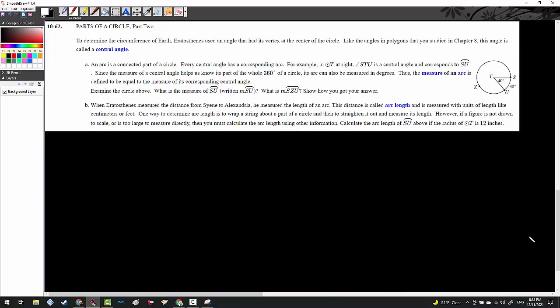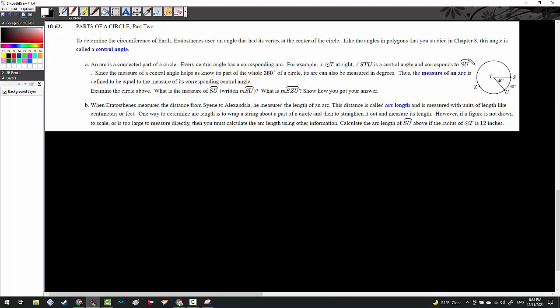Okay, so in 10-62, they talk a lot about central angles. And so they tell us that to determine the circumference of the Earth, Eratosthenes used an angle that had its vertex in the center of the circle. Like the angles and polygons that you studied in Chapter 8, this angle is called a central angle. So in Part A, it says, an arc is a connected part of a circle. Every central angle has a corresponding arc. For example, in circle T at the right, angle STU, the 40-degree angle in the center, is the central angle that corresponds to arc SU.